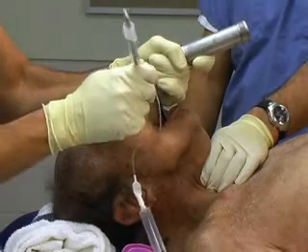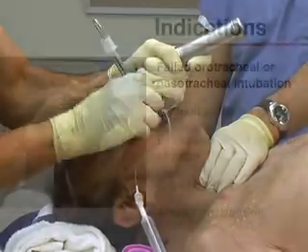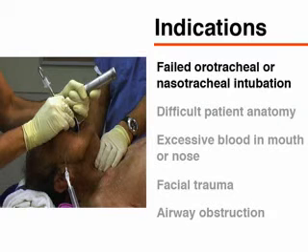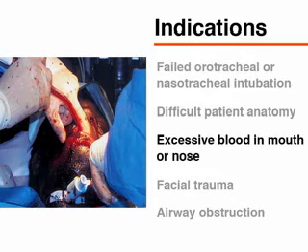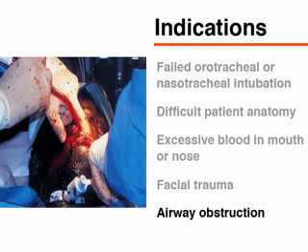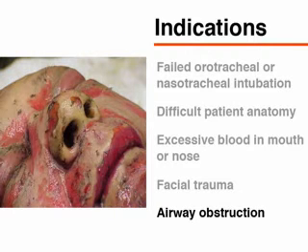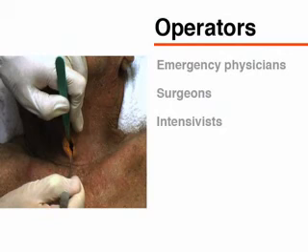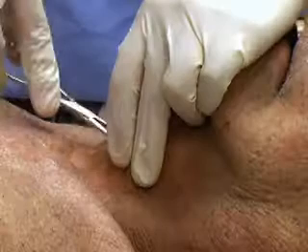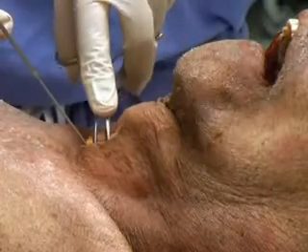The major indication for cricothyroidotomy is the inability to establish an airway by orotracheal or nasotracheal intubation. Failure to secure an orotracheal or nasotracheal airway may be due to factors such as difficult patient anatomy, excessive blood in the mouth or nose, massive facial trauma, or airway obstruction due to angioedema, trauma, or burns, or a foreign body obstructing the airway. Whenever possible, cricothyroidotomy should be performed by physicians fully trained and skilled in carrying out the procedure, for example, emergency physicians, surgeons, and intensivists. This video is intended as a teaching tool for those learning the procedure.